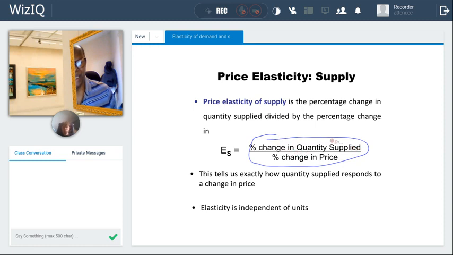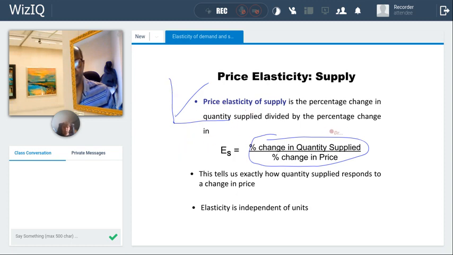Now this is the producer. Remember, if you increase the price, the producer is going to supply more. If you reduce the price, he's going to supply less, because he's interested in maximizing the profit. So the graph goes that way: as the price increases, the quantity supplied increases.